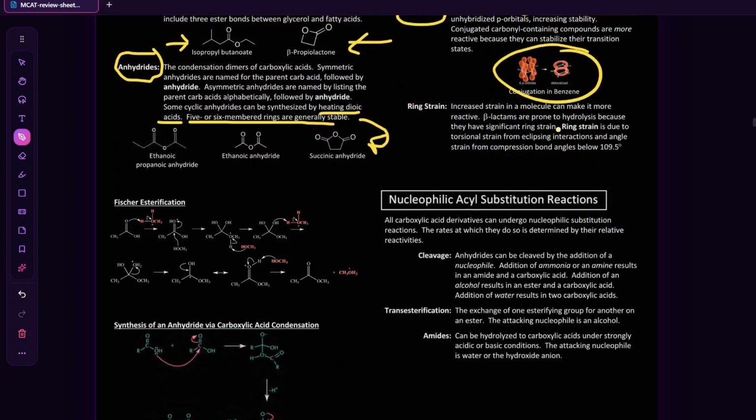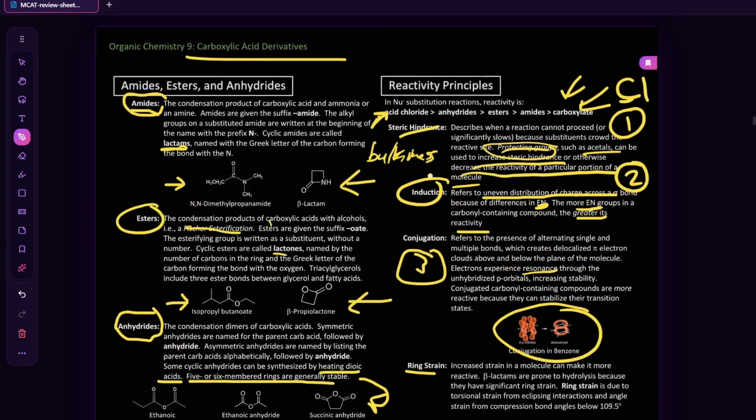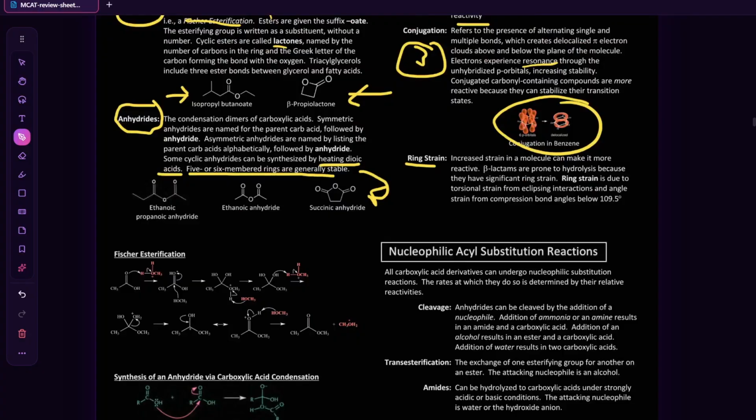All right, and then we can have ring strain. So what can ring strain do to our reactivity? If you have increased strain in a ring, it makes the molecule more reactive, as it says here. So beta lactams are the classic example, and they're unusually prone to hydrolysis because of significant ring strain. So how does the ring strain happen? Well, you have two components of ring strain. You have torsional strain, and you also have angle strain, two types of strain there.